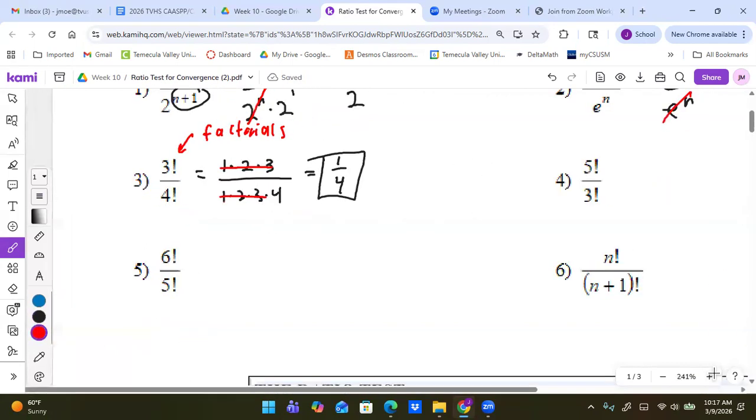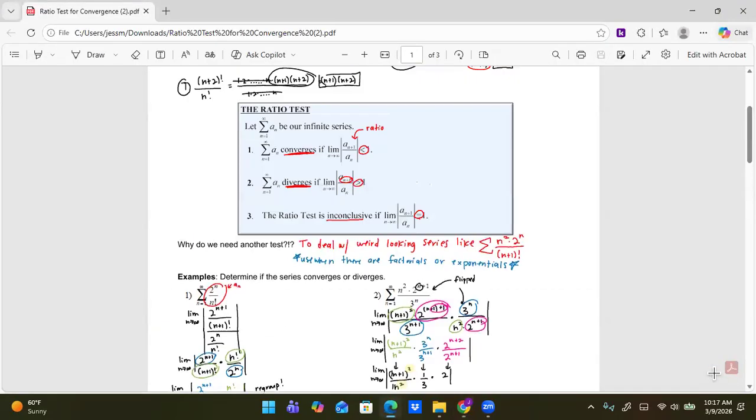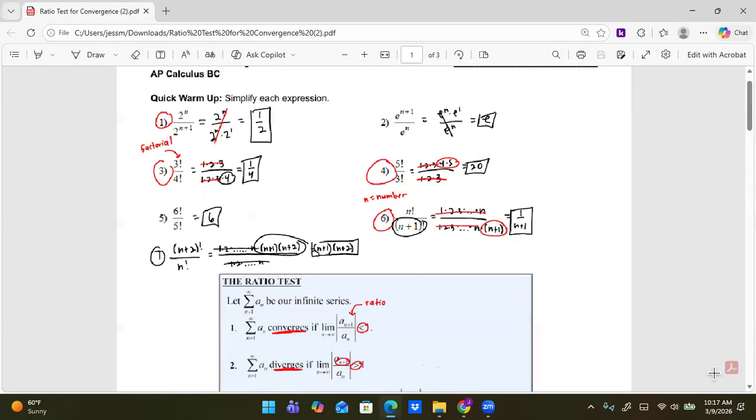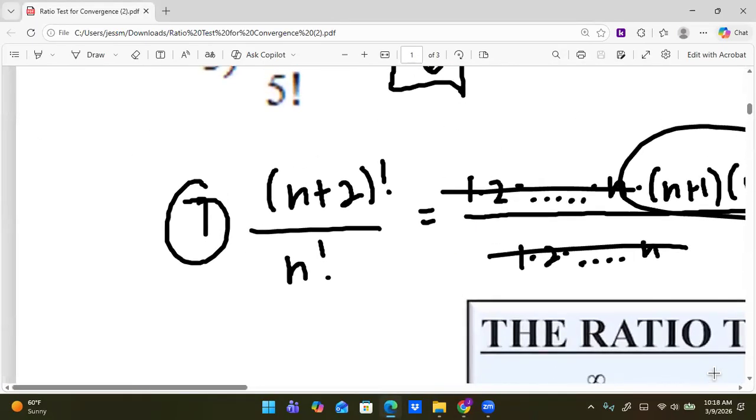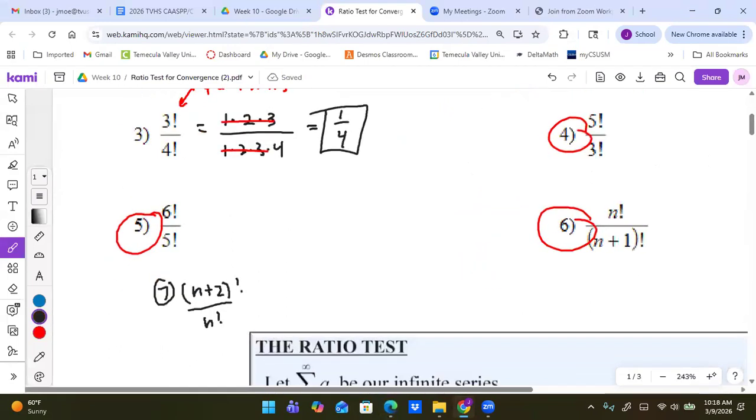All right, can you do the remainder of the warm-up? 4, 5, 6. Wait, I'm gonna add one more. I just don't remember what it was. Can you add this one? Don't look at that. Make this your number 7, n plus 2 over n factorial. Sorry, n plus 2 factorial over n factorial. Okay, so you have 4 problems here to finish in your warm-up. Try those out right now.